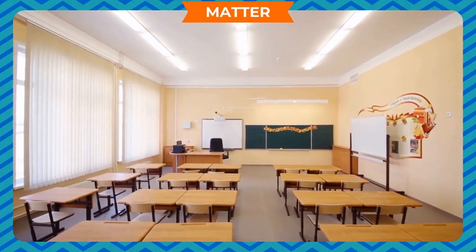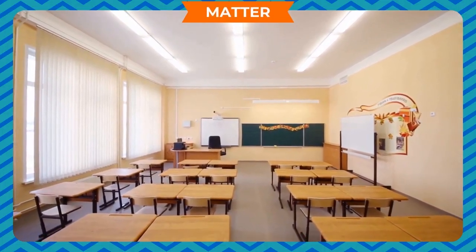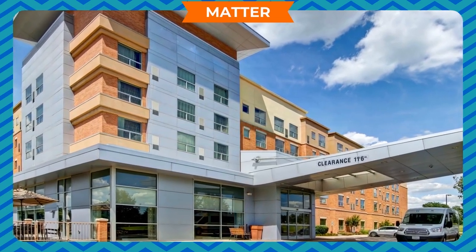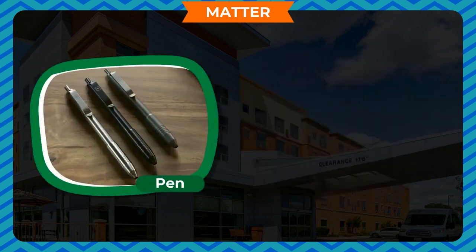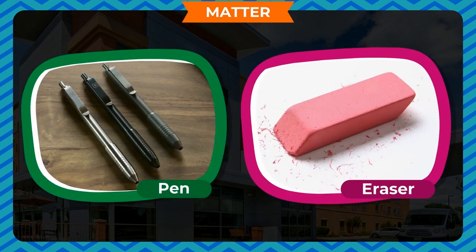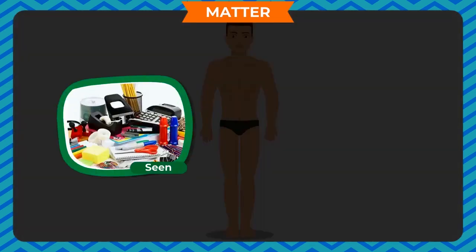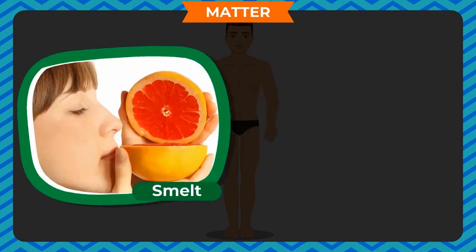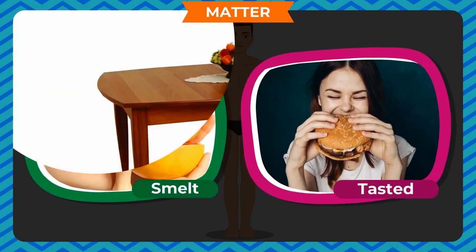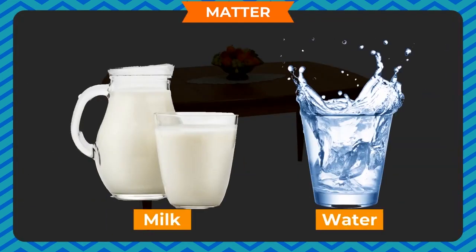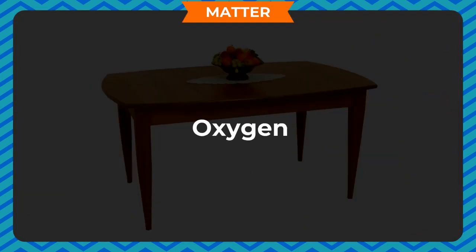Matter. Every object that has mass and occupies space is called matter. All objects are made of matter, such as a book, table, pen, eraser, etc. are examples of matter. The human body is also made up of matter. Matter can be seen, touched, smelt, or tasted. It can be a solid like a table, a liquid like milk or water, or a gas like oxygen.